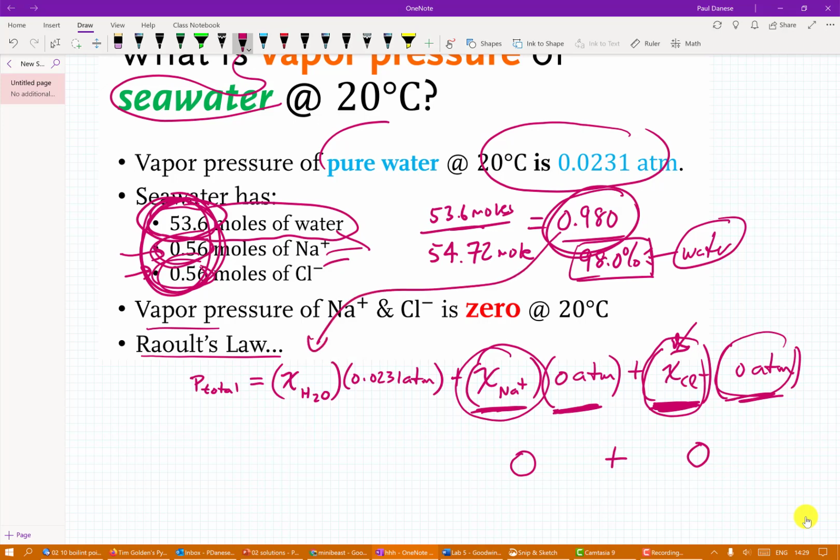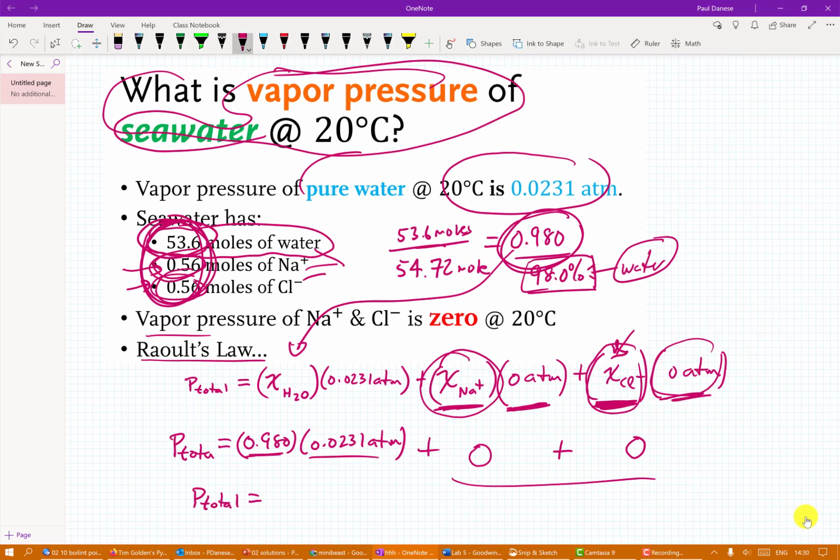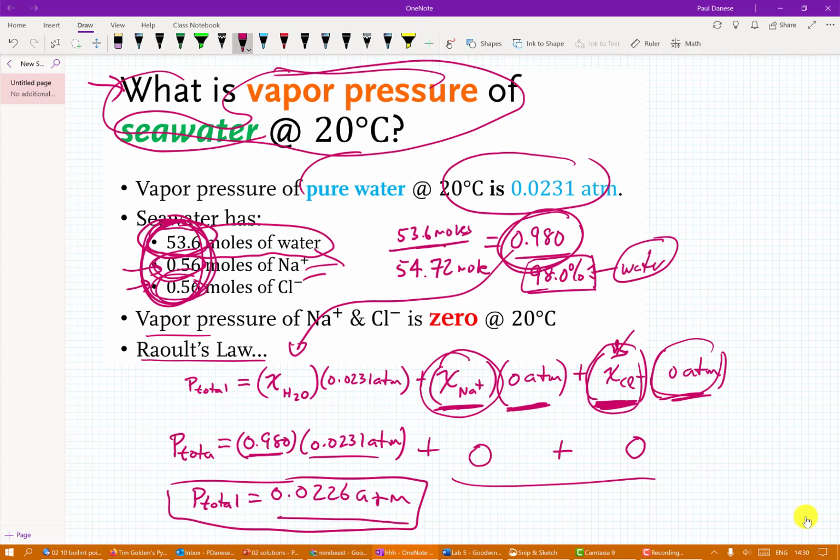That number goes there. So the total vapor pressure of seawater is going to be 0.980 times 0.0231 atmospheres plus a couple of zeros. So that's not really going to change anything. So what is 0.980 times 0.0231 atmospheres? That turns out to be 0.0226 atmospheres. And that is the answer to our problem. That's the answer to what is the vapor pressure of seawater at 20 degrees Celsius. It's this, and it just comes from Raoult's law.